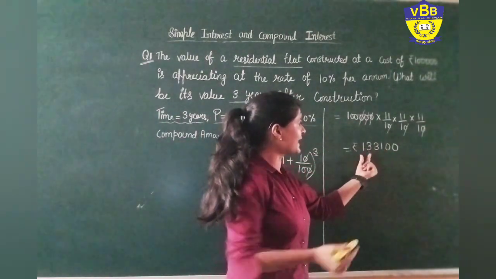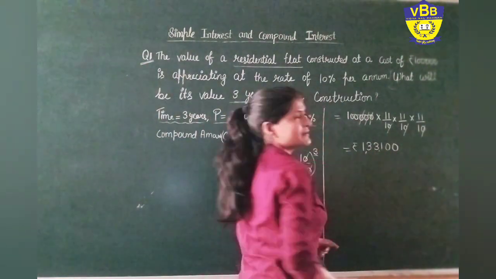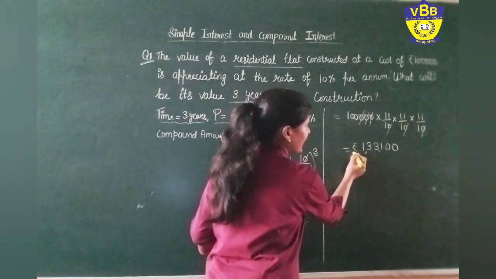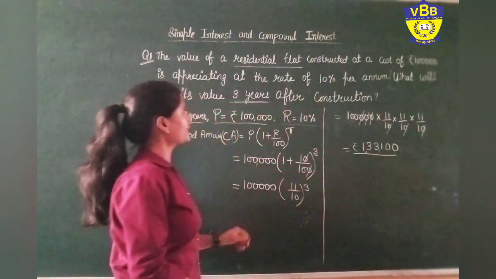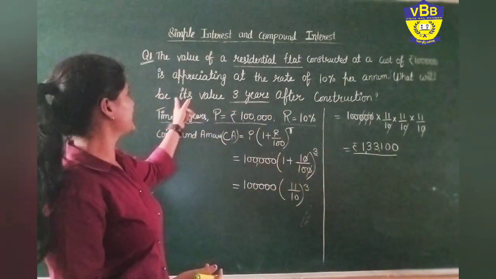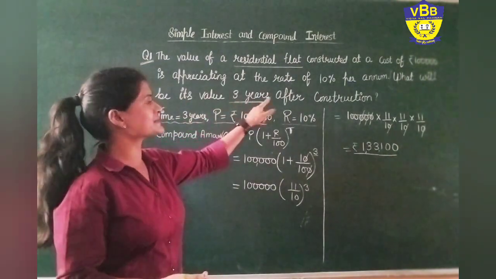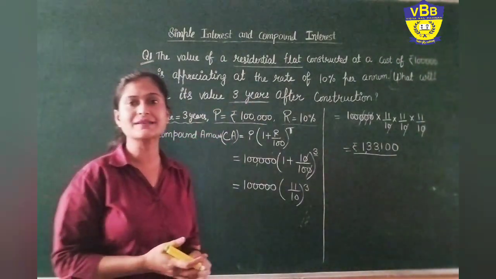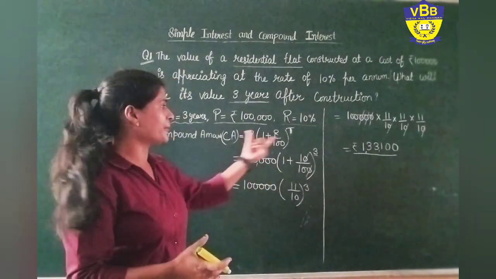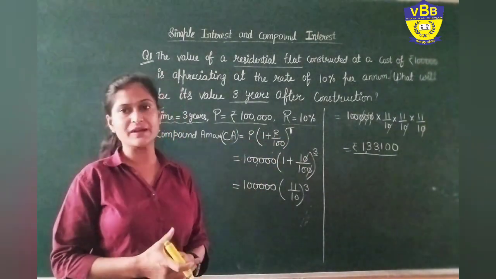It makes 1,33,100 rupees as an amount. They are also asking what will be its value 3 years after construction. They are asking for the amount value, so this will be your answer.